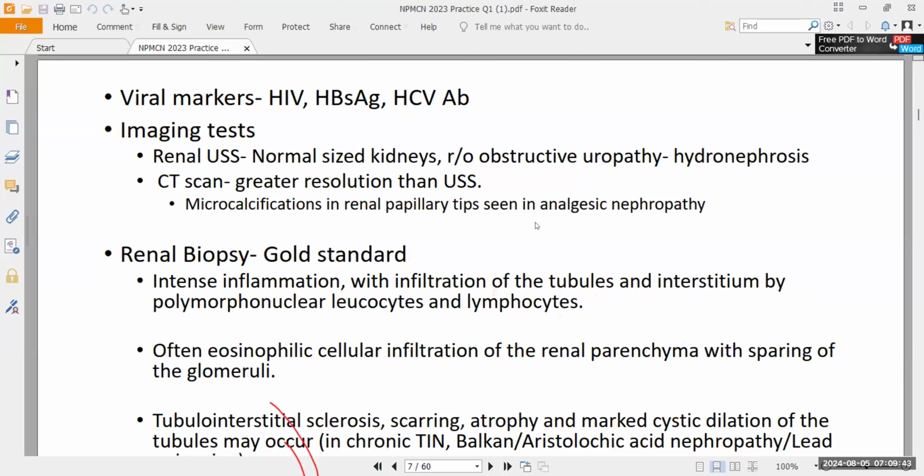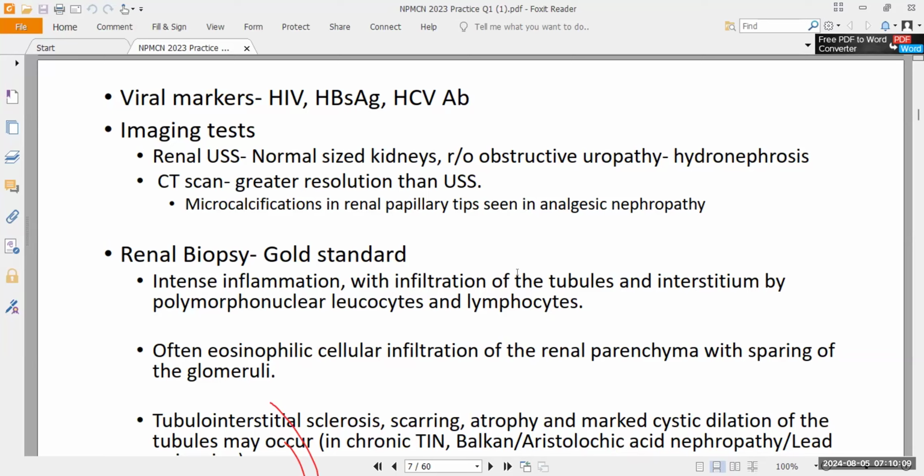And in patients with analgesic nephropathy, there could be microcalcifications seen. They are prominently seen on CT scan in the renal papillary tips in analgesic nephropathy. So the gold standard is renal biopsy, which they've already given me in the question. So renal biopsy will confirm the diagnosis.